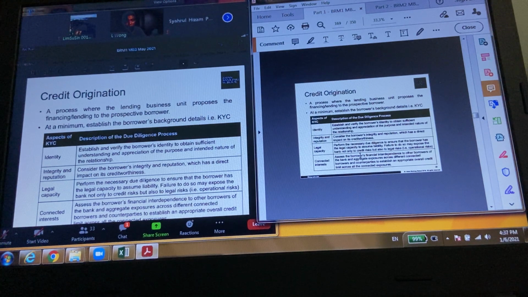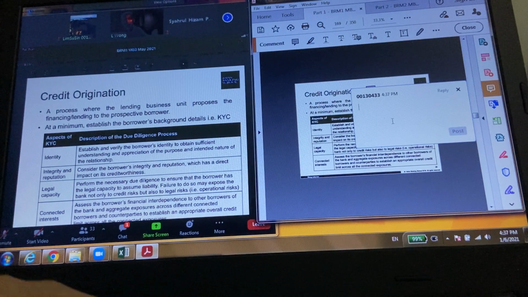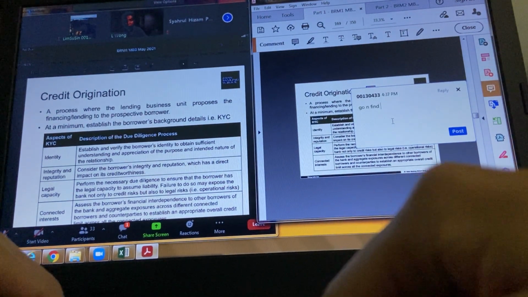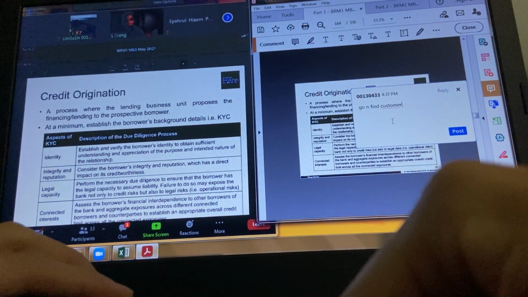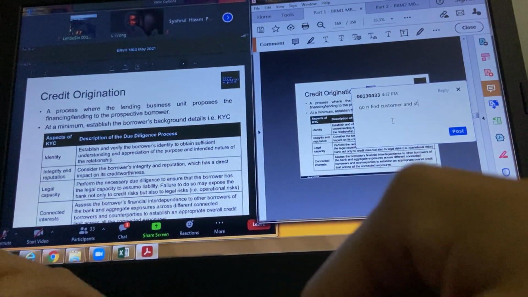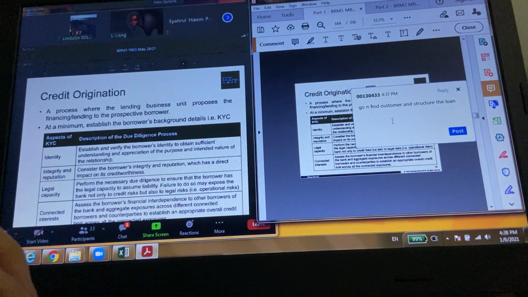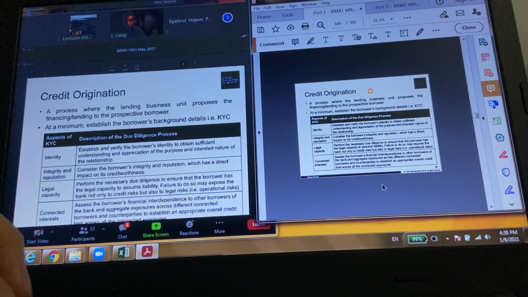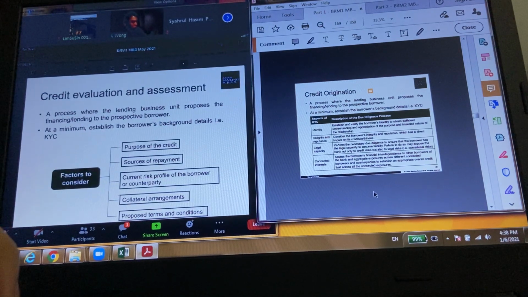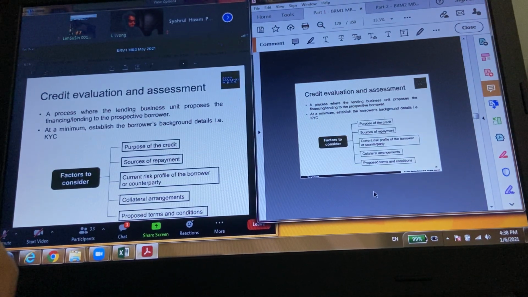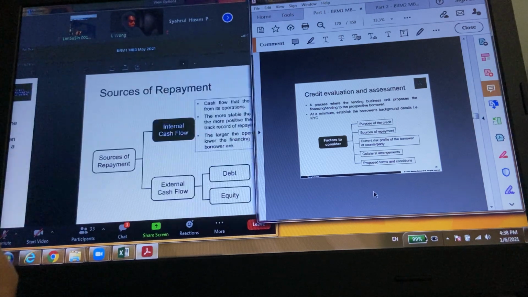Origination. What is origination? Origination is basically go and find customers and then structure the loans for them. Okay. Right. So what are the so-called things that we need to do to determine whether this customer is suitable for the loan? We do the KYC. And when we do KYC, what do we look for? Yeah. So there's evaluation, right? What do we look into? Okay, right? And all this purpose, right?